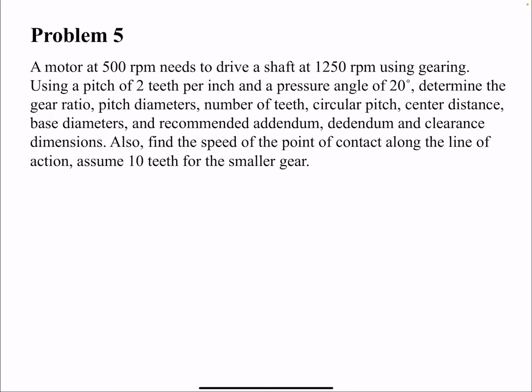Problem 5 is the one that you need to solve. A motor rotating at 500 RPM needs to drive a shaft at 1250. So that means that we are actually increasing the speed here from 500 to 1250. We want a gearing system with a diametral pitch of 2 teeth per inch, pressure angle 20 degrees, standard pressure angle. You want to find the gear ratio, the pitch diameter, number of teeth, circular pitch, center to center, addendum, dedendum, clearance, basically everything that we have learned so far.